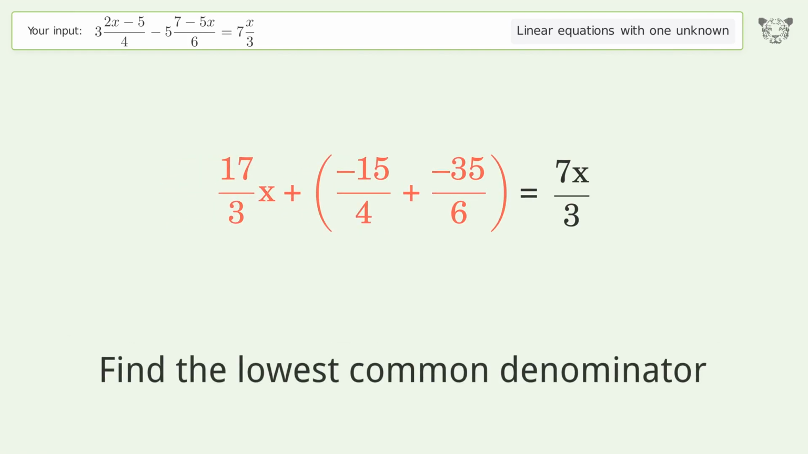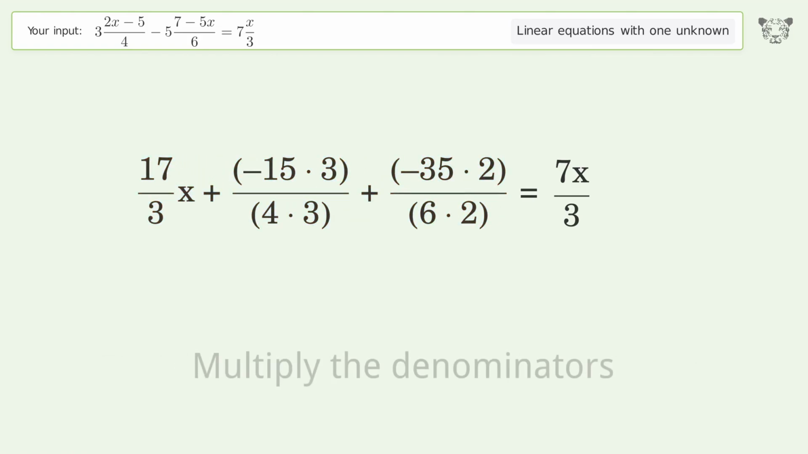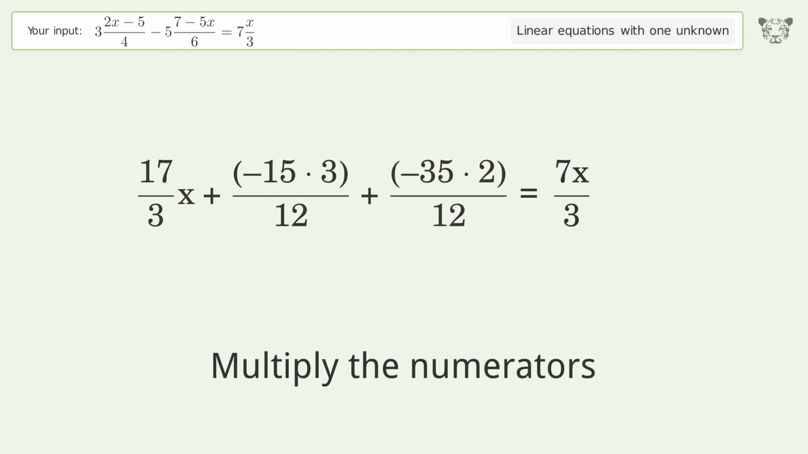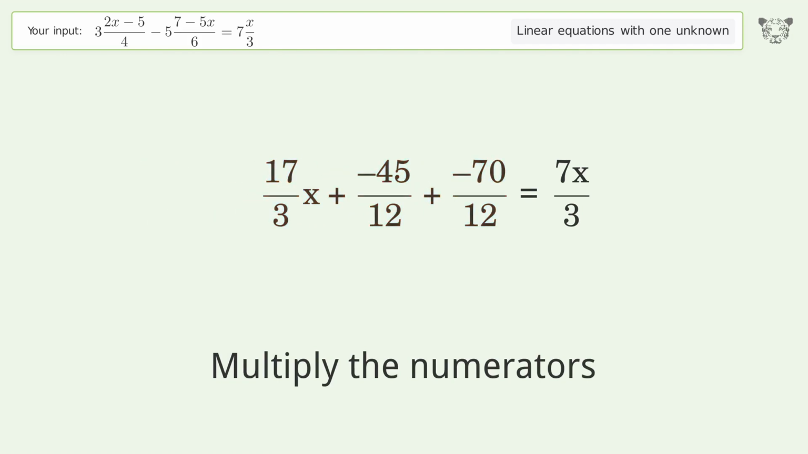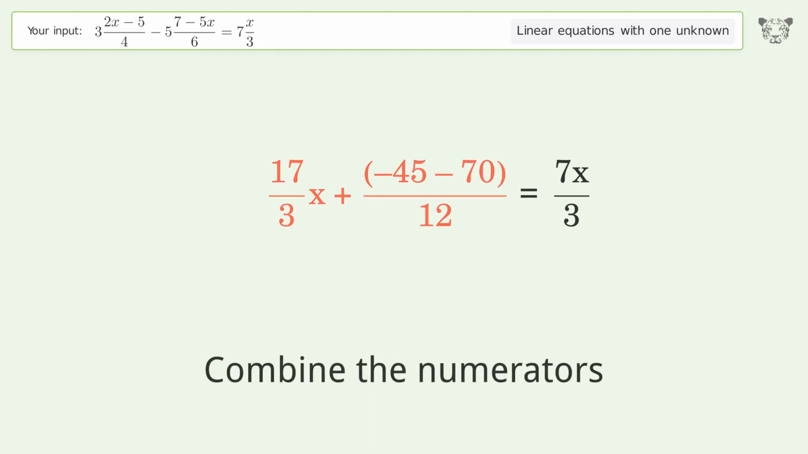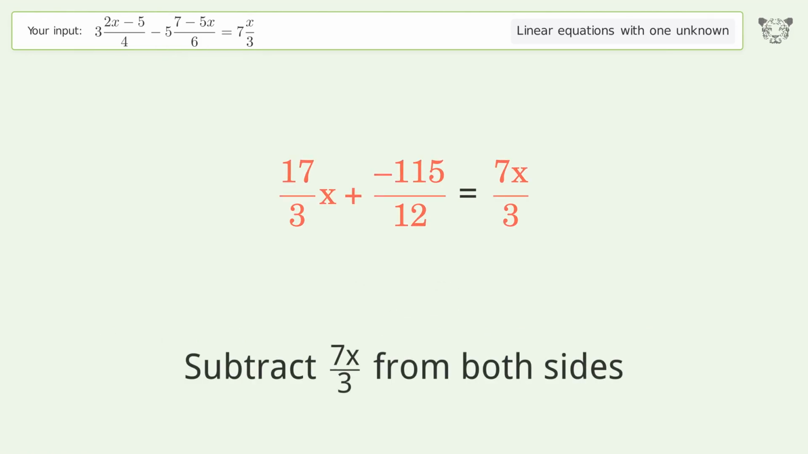Find the lowest common denominator. Multiply the denominators. Multiply the numerators. Combine the fractions. Combine the numerators. Group all L terms on the left side of the equation. Subtract 7x/3 from both sides.